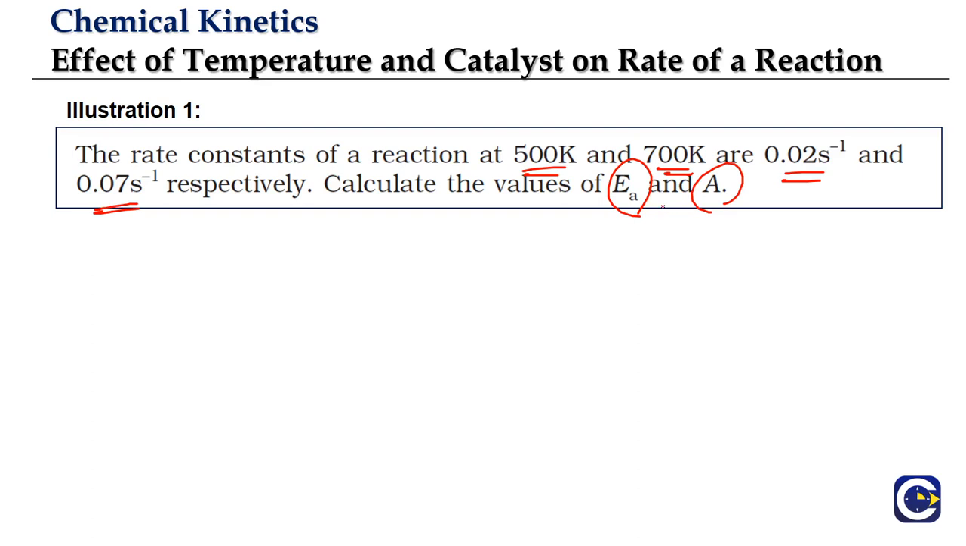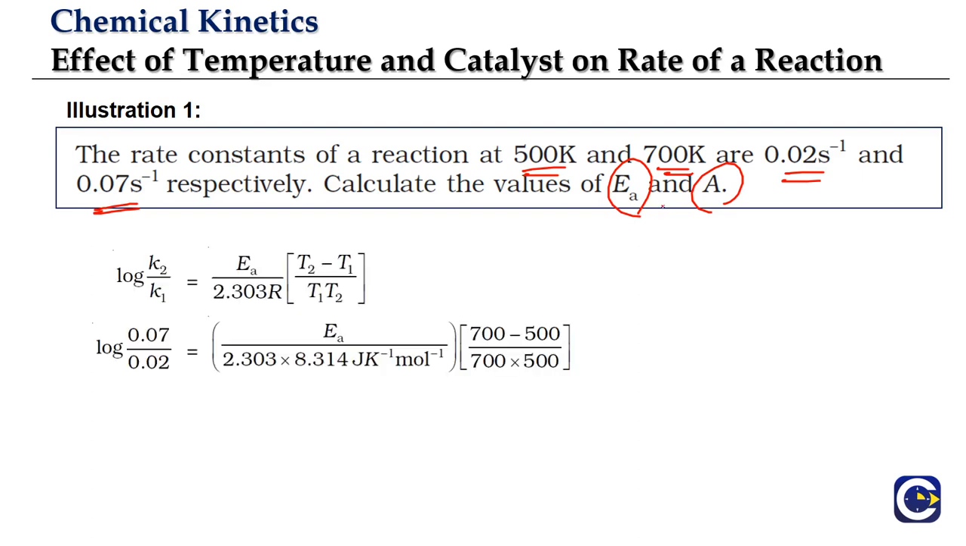So this is a pretty straightforward question. We will be using the relation of how the K value will change with respect to temperature. So remember what we had, 2.303 log of K2 by K1 is equal to EA by R into T2 minus T1 by T1 T2. This is what we had before.